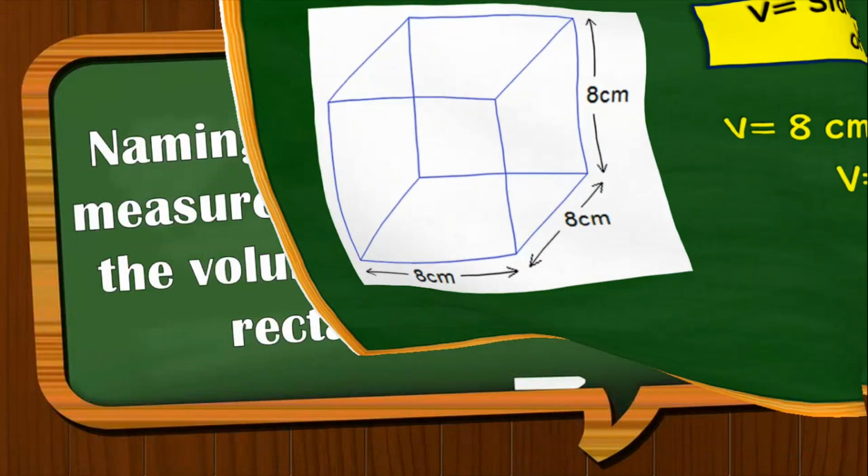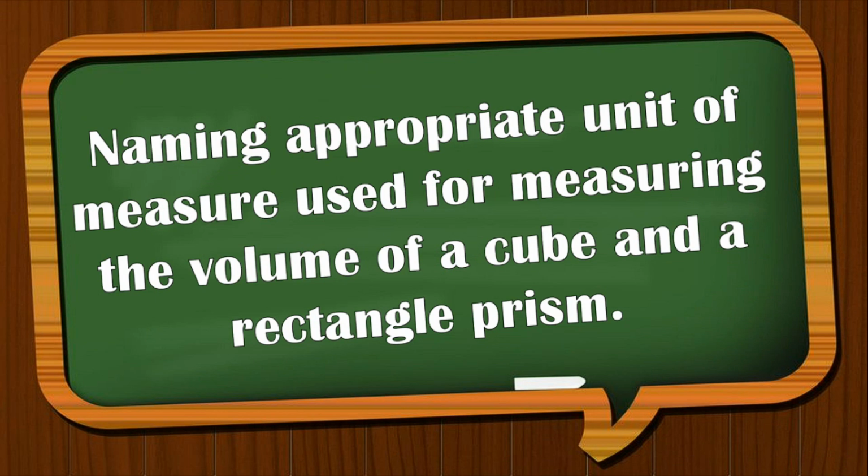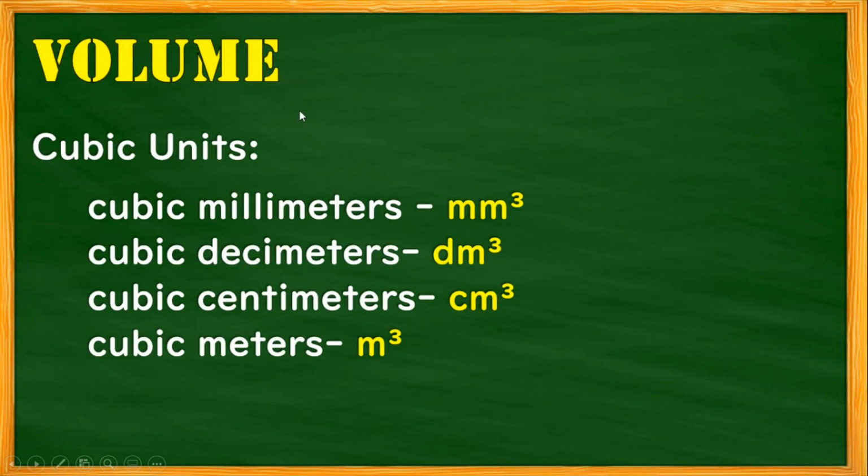Now let's go to naming the appropriate units of measure used for measuring the volume of the cube and a rectangular prism. So again, volume is in cubic units. These would be the units of measurement: cubic millimeter, cubic decimeter, cubic centimeter, and cubic meter.